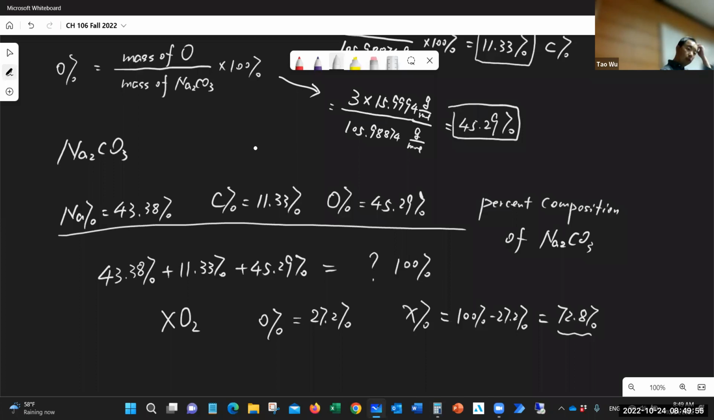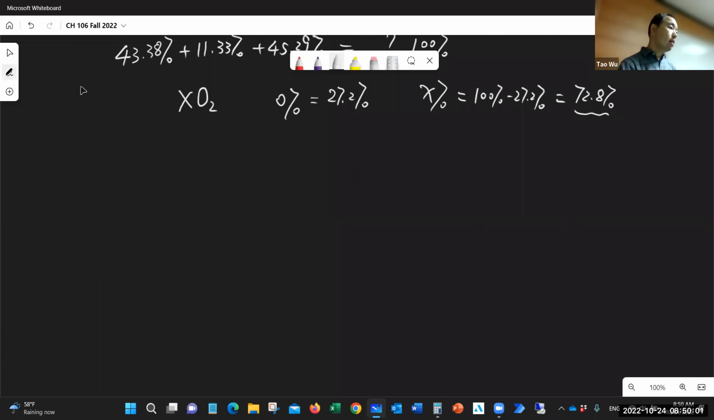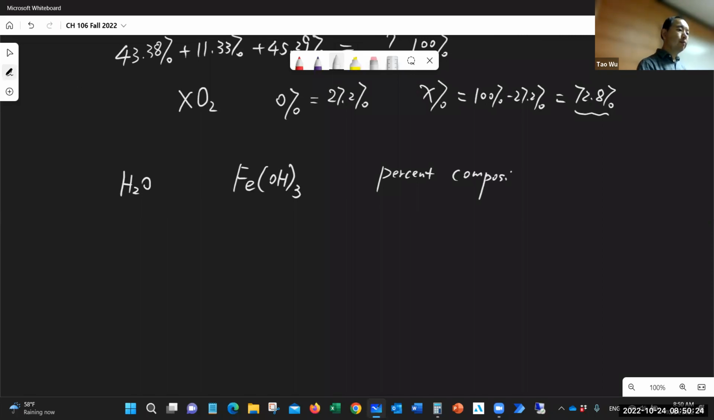So this is how you figure out percent composition. All right, so go ahead and figure out, let's just do 2. What is the percent composition for water? And what is the percent composition for iron hydroxide? What is the percent composition for those 2 compounds?